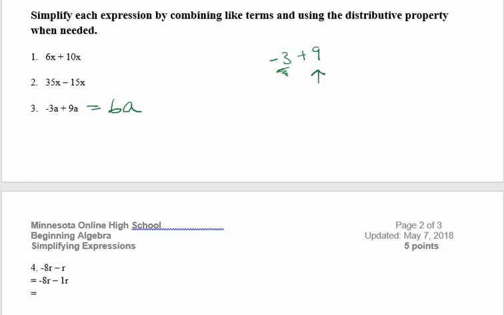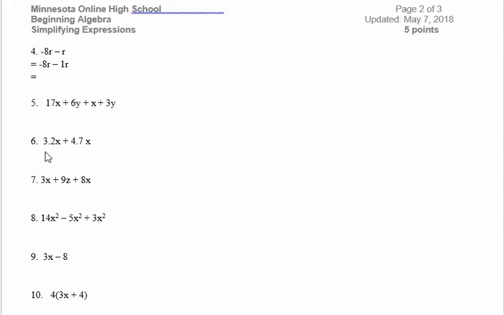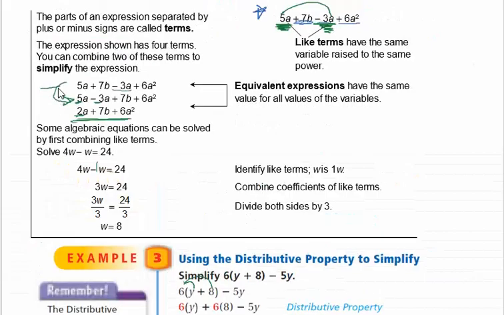Now in number 4, the problem originally said -8r minus r, but I added the 1 there. So this is -8r minus 1r. So you're going to combine the -8 minus 1 and see what you get, and then write that with the r after it.